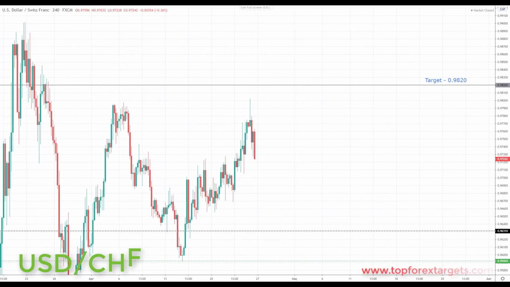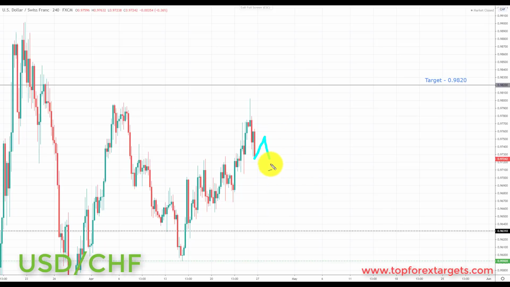So the next market we're going to look at is US dollar Swiss franc. Last week we were looking for further advances to the upside and there was a nice move to the upside. This was one of the better pairs to trade last week. Going into this week we are still looking for further advances to the upside and are still focused primarily on long positions in US dollar Swiss franc.